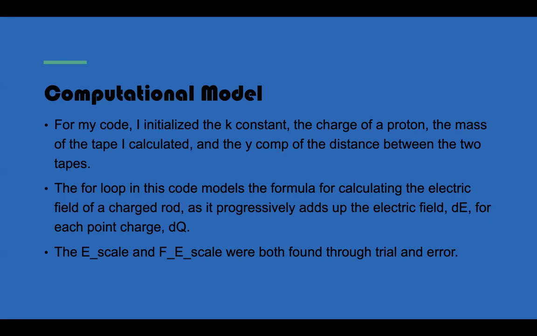The for loop in this code models the formula for calculating the electric field of a charged rod as it progressively adds up the electric field dE for each point charge dQ. The E scale and FE scale were both found through trial and error. So I'll go ahead and show my code.